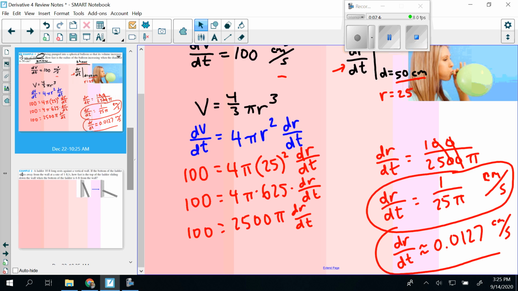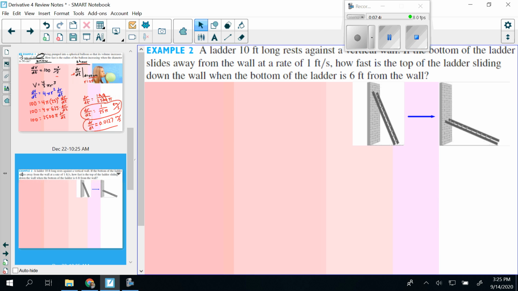Let's look at one more of those kind of basic ones. It says a ladder is 10 feet long and rests against a vertical wall. If the bottom of the ladder slides away from the wall at a rate of 1 foot per second, how fast is the top of the ladder sliding down the wall when the bottom is 6 feet from the wall?